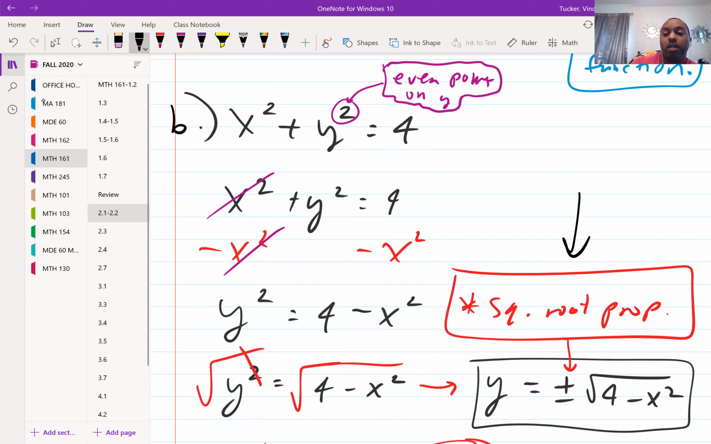All right. So before we evaluate it, questions on what happened? We solve for y, so we subtract the x squared from both sides. Then we have to take the square root to get that square off of y. And that gives us plus or minus square root of 4 minus x squared. Once again, that plus or minus occurred because we had to take the square root of both sides.